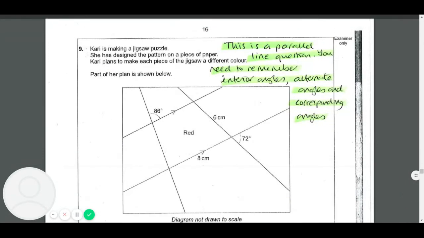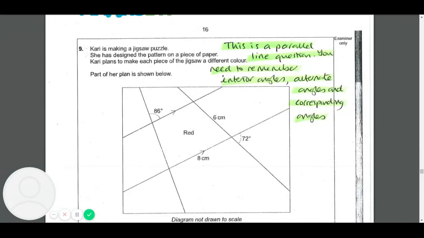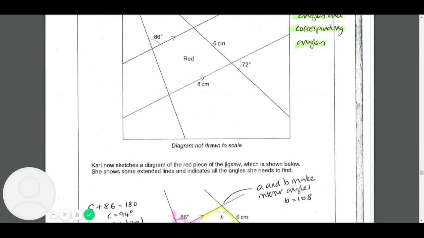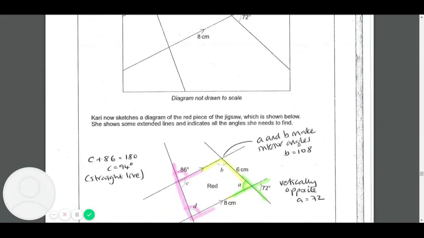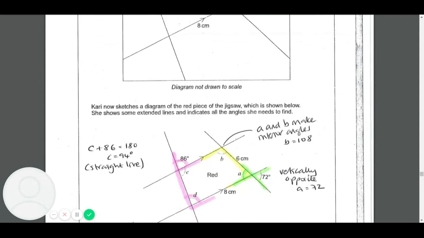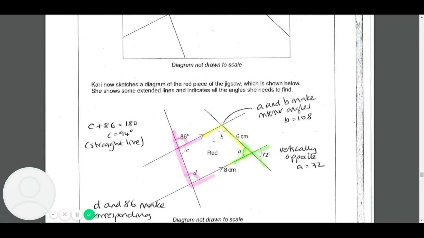Right. Carrie is making a jigsaw puzzle. She has designed a pattern on a piece of paper. She plans to make each piece of the jigsaw a different color. Here's part of the plan. She sketches the diagram. And what she wants to do is she wants to find all these different angles inside.